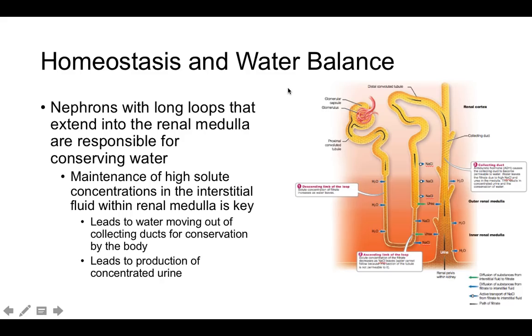Now, water balance. One of the main things that the kidney does is prevent you from dehydrating, as well as peeing off extra fluid if you ingest it.